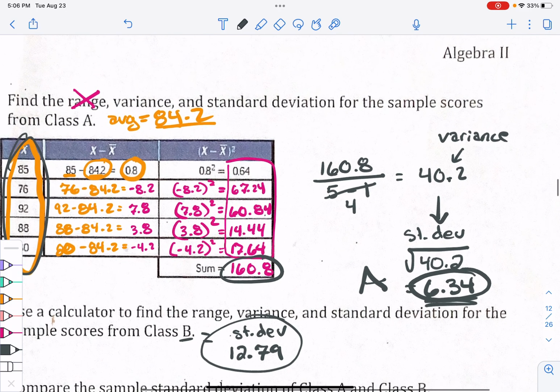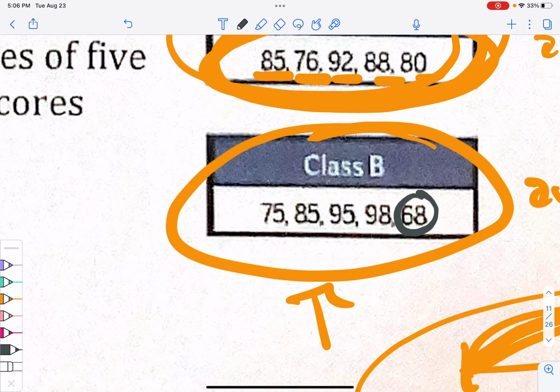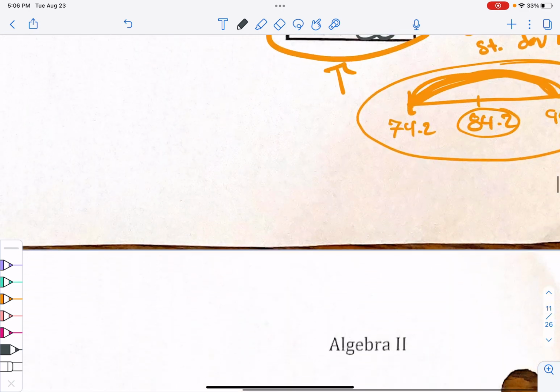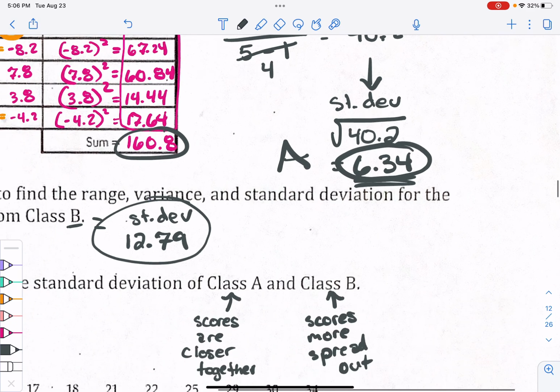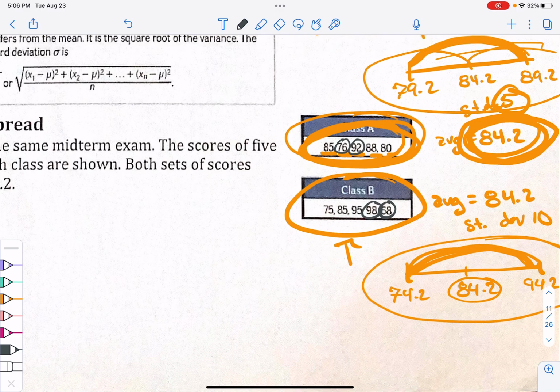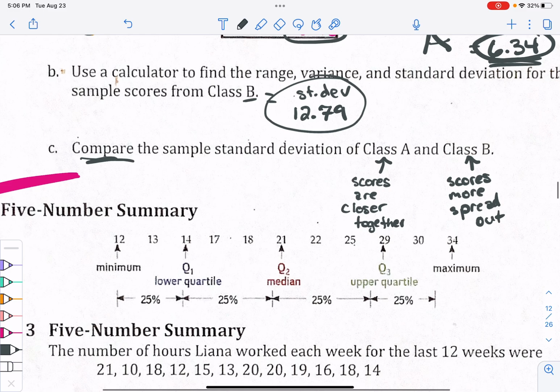And that makes sense. Like we said, B was more spread apart, and B is going from 68 as its lowest score to a 98. This one's only going from 76 to 92. So that's a little bit closer of a range, versus B has a wider range of values. So those standard deviations will tell you a lot about how spread apart your data is, even if they have the same average and look exactly the same, the data is more spread apart versus more close together.